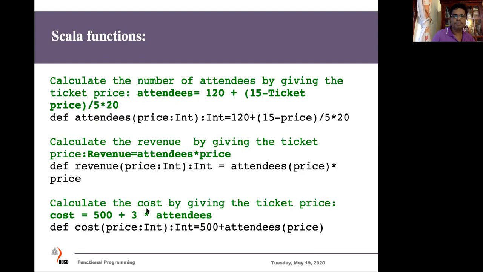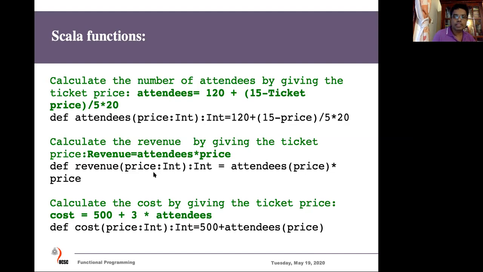So we then call it using any functional programming language. I use Scala to show that. So here is my function. I define the function attendees. My input is the ticket price. So my output is the equation I developed: 120 plus (15 minus price) divided by 5 multiplied by 20.